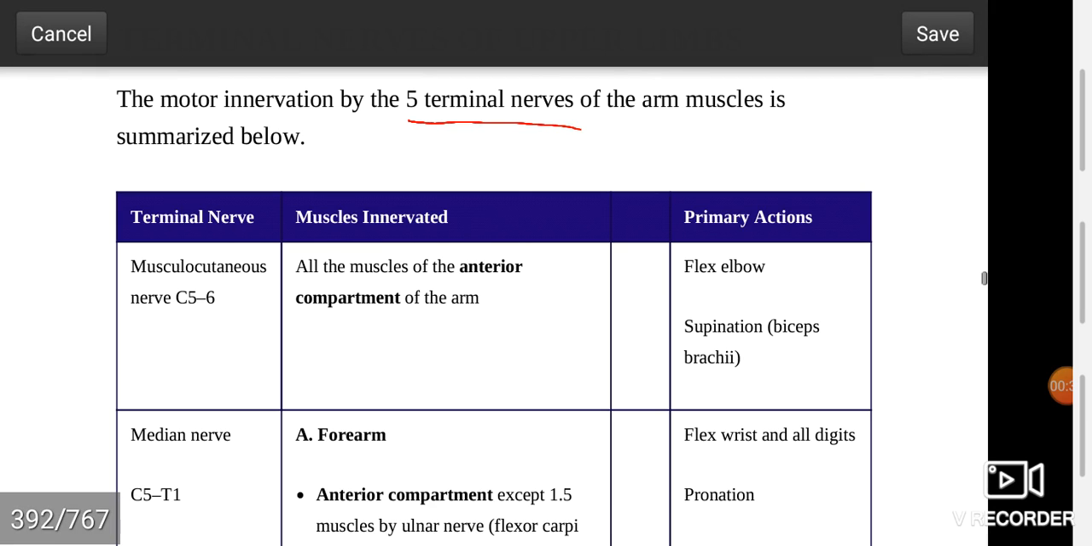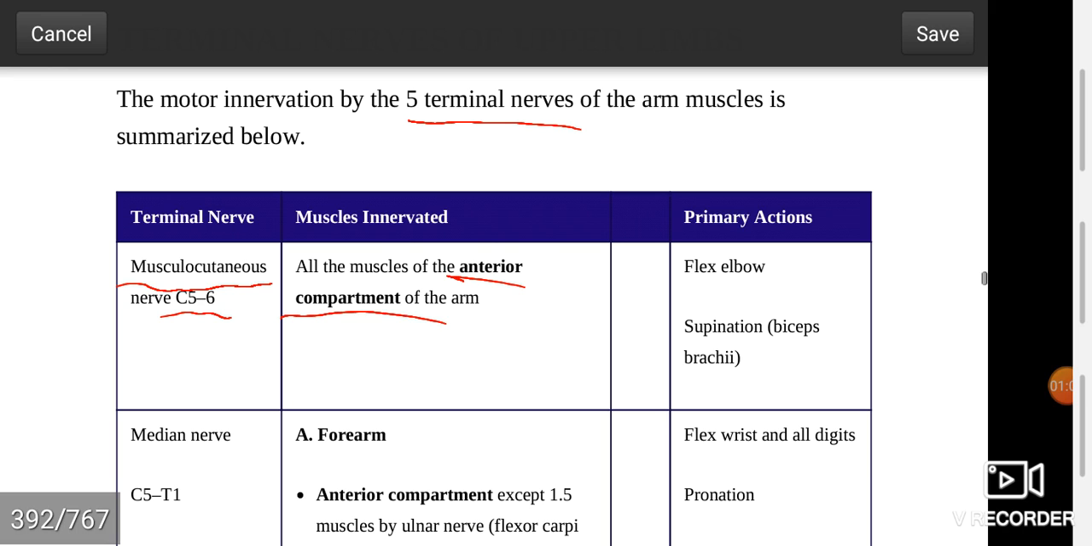From these 5 terminal nerves, 3 were arising from the anterior division and 2 were arising from the posterior division. The first nerve arising from the anterior division is called the musculocutaneous nerve. This is arising from the lateral cord of the brachial plexus, and its nerve roots are from the C5 and C6 ventral rami. This musculocutaneous nerve innervates the anterior compartment of the arm.